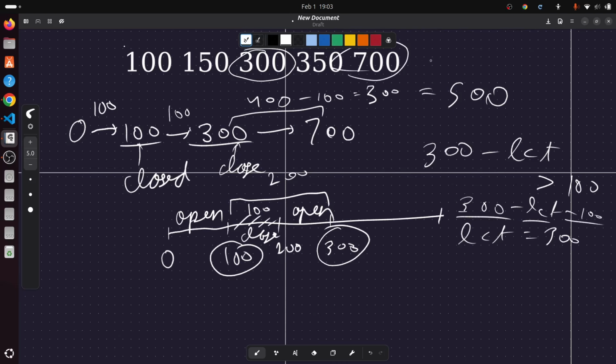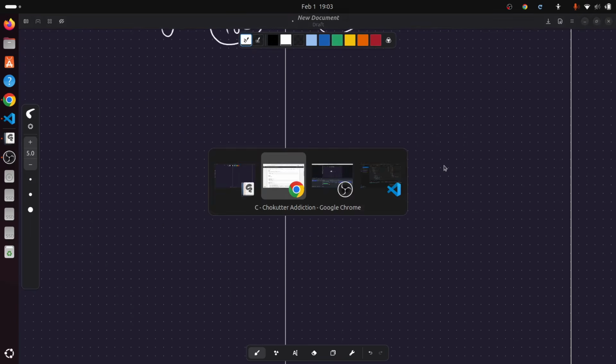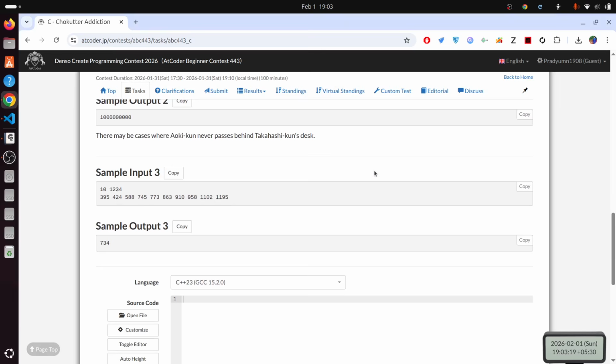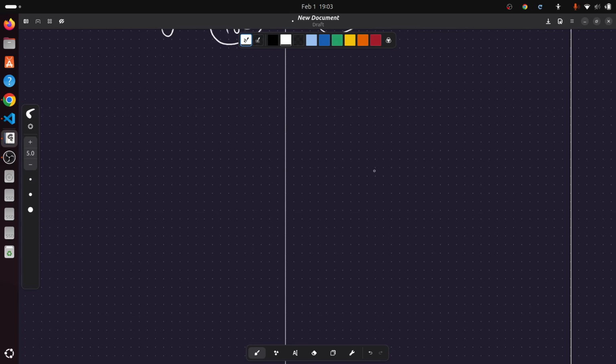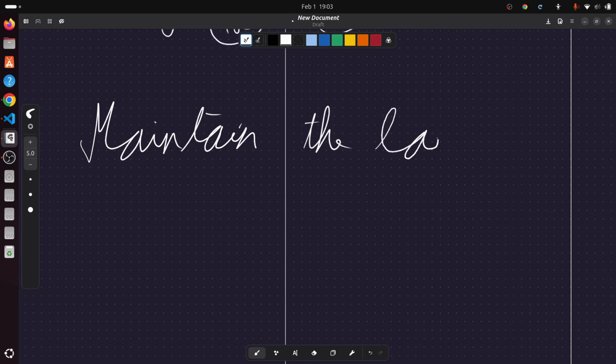We do this until the end, and then finally until time t. If t minus LCT is greater than or equal to 100, then we also add t minus LCT minus 100. Okay, this is the rough solution of this problem. I'll explain sample test case 3 as well, or okay, it is too large to explain, but I think you understood, right? We can simply maintain the last closed time.